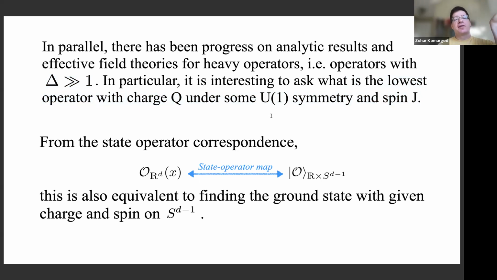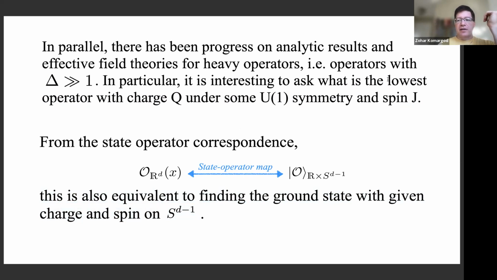Well, the scaling dimension is an abstract quantity and we don't have much physical intuition for it. But if we use the state-operator correspondence, which maps local operators in space-time to quantum eigenstates on an auxiliary sphere, then operators with a very large scaling dimension on the left-hand side map to eigenstates on this auxiliary sphere with large energy density or large charge density.